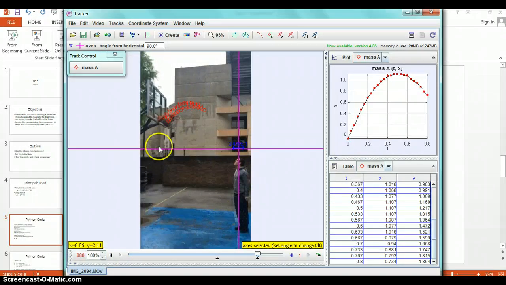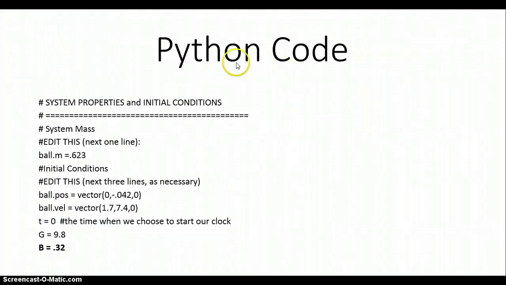As you can see, I made left the positive direction for my graph. It's going up in the positive direction, not negative. Here are my initialized conditions. The mass of the ball is 0.623 kilograms. The position of the ball is negative 0.42, and the ball's velocity, which I estimated through my graph, is this. I have a gravitational constant and my b, which I calculated through trial and error.